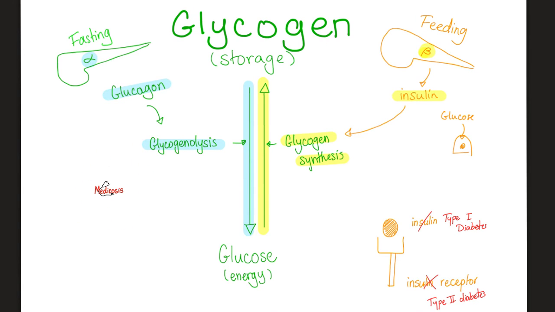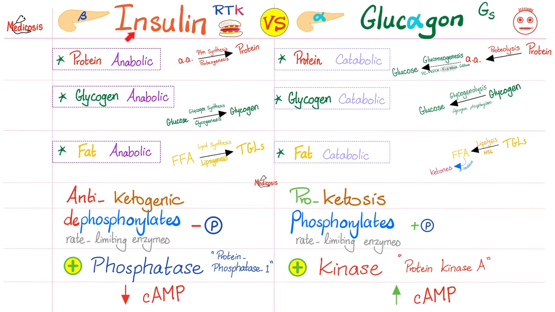For the gazillionth time, insulin comes from the beta cell of the pancreas. It is the building state, the feeding state, and it dephosphorylates the key rate-limiting enzyme. Glucagon comes from the alpha cell of the islets of Langerhans in the pancreas. It will phosphorylate the key rate-limiting enzyme. It's released in the fasting state.